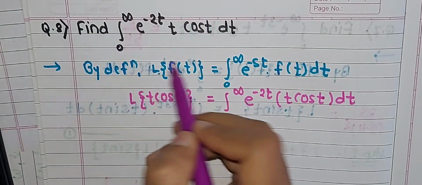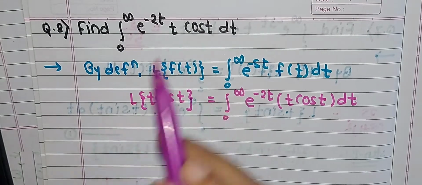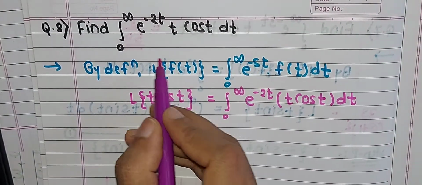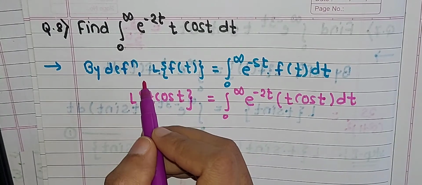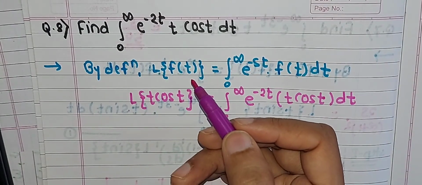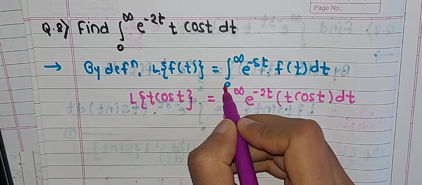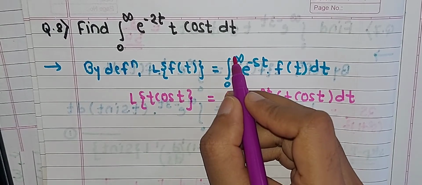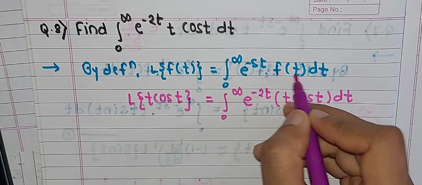Of course, directly solving this integration, is integration possible? Of course not. So for that purpose we will use the concept of a Laplace transformation, that is the definition of a Laplace transformation, and that definition we have already discussed in lecture number 1. So that definition is Laplace of f of t is equal to integration 0 to infinity, and this is nothing but a range of t, e raised to minus st into f of t dt.